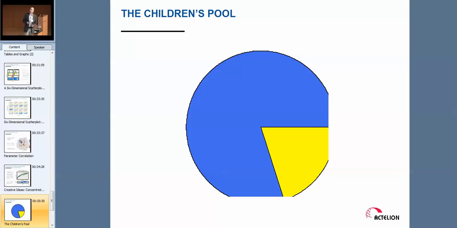Okay, and the ultimate sophistication is the children's pool. What would you imagine to be in the children's pool? Very intuitive reduction to just the very basics of the graph. There are 2 elements in the pool: there's the water and there's the yellow part. No legend required, it's intuitive, right?